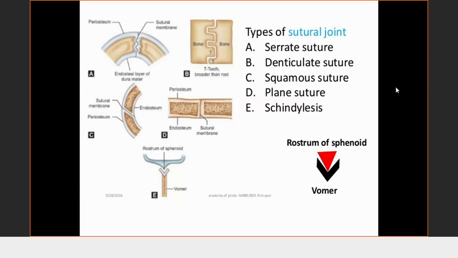Similarly here it is having larger area as compared to the plain suture. Both are flat. Okay. Yes, sir.